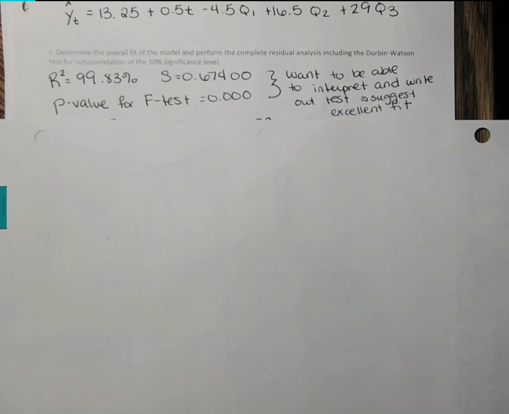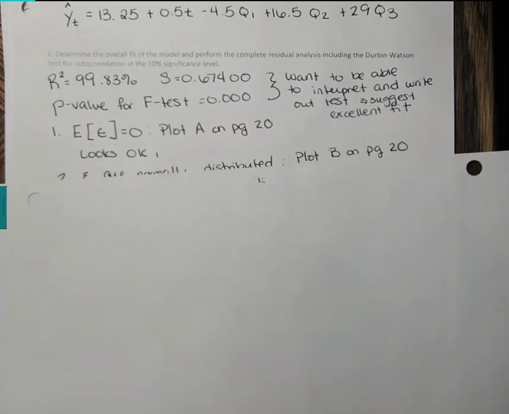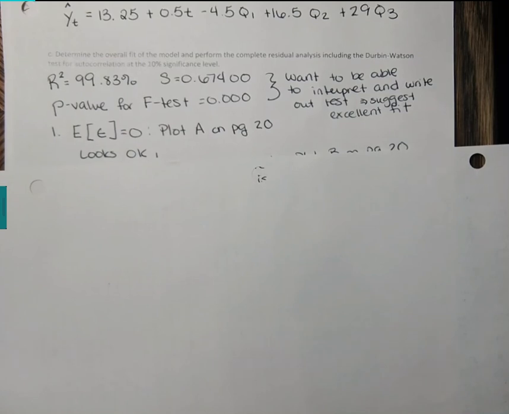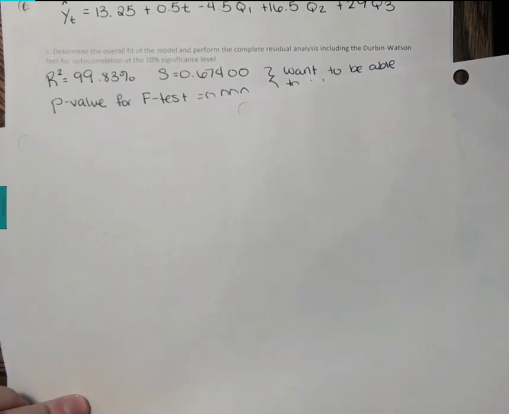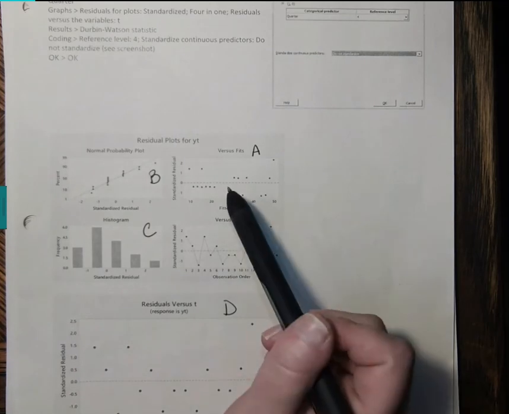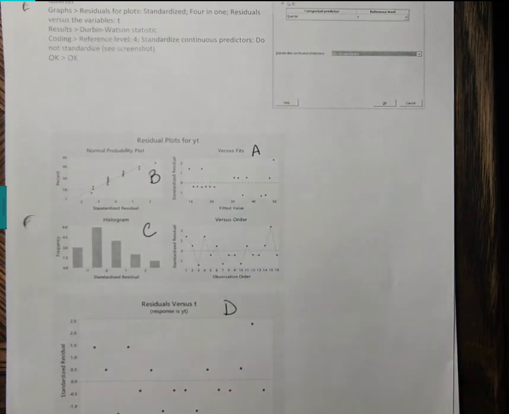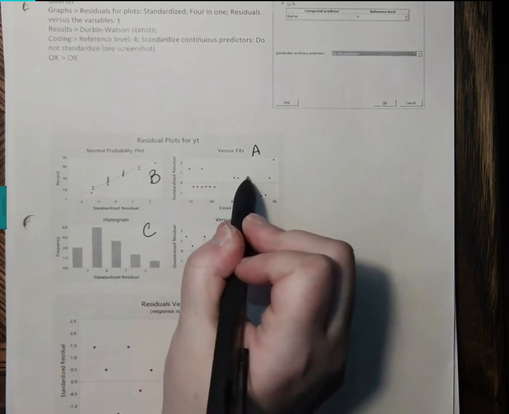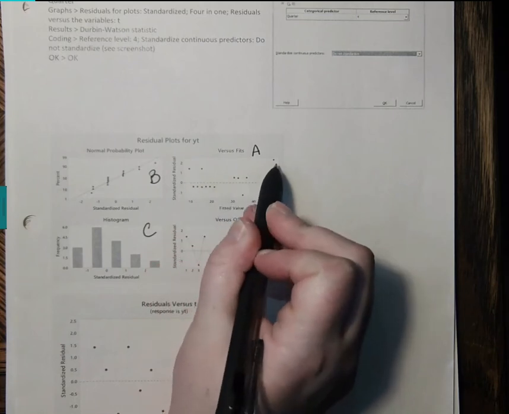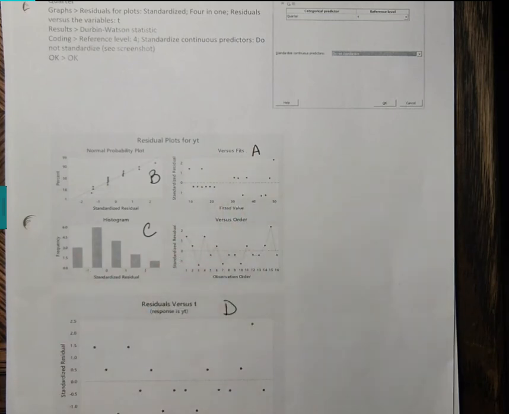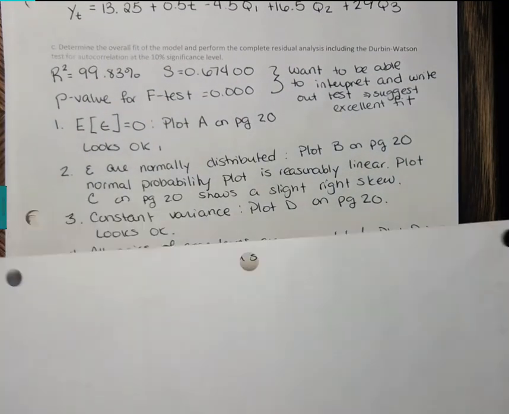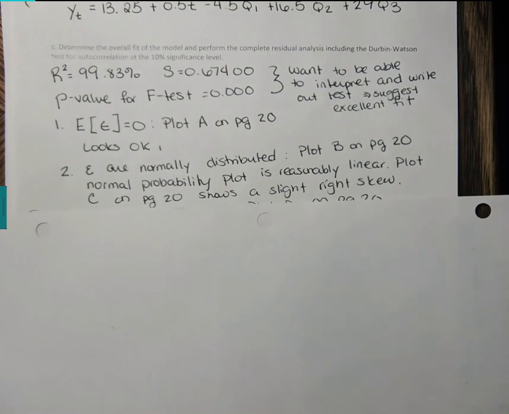Next, we're going to look at the complete residual analysis. The first thing we want to look at is the expected value of the errors and if they're equal to 0. To do this, we can look at plot A on page 20. If we go to that plot, this is the one I've labeled as plot A, we can see that it looks okay. It looks like there might be a little bit of a pattern here and here. We kind of do go down, up, down maybe, but overall it doesn't look awful. So I'm going to say that that one is okay. And again, remember, you can pause the video at any point to write things down.